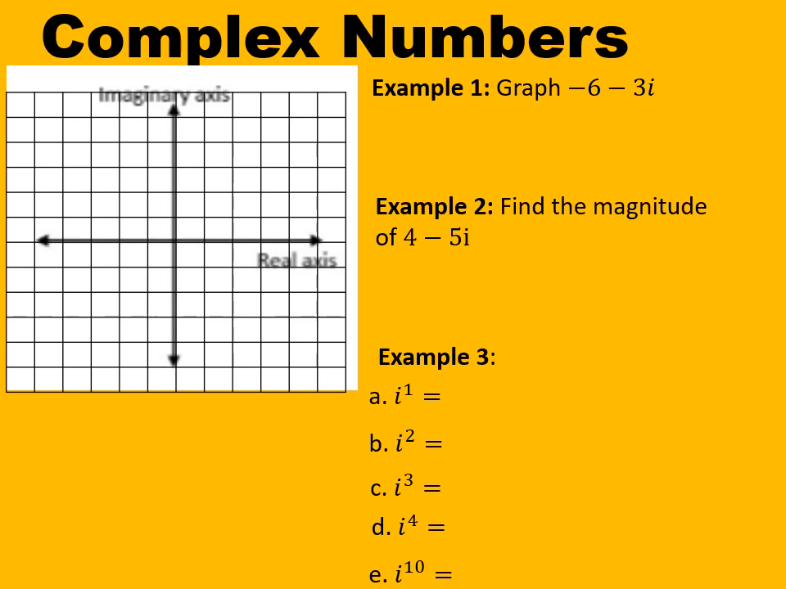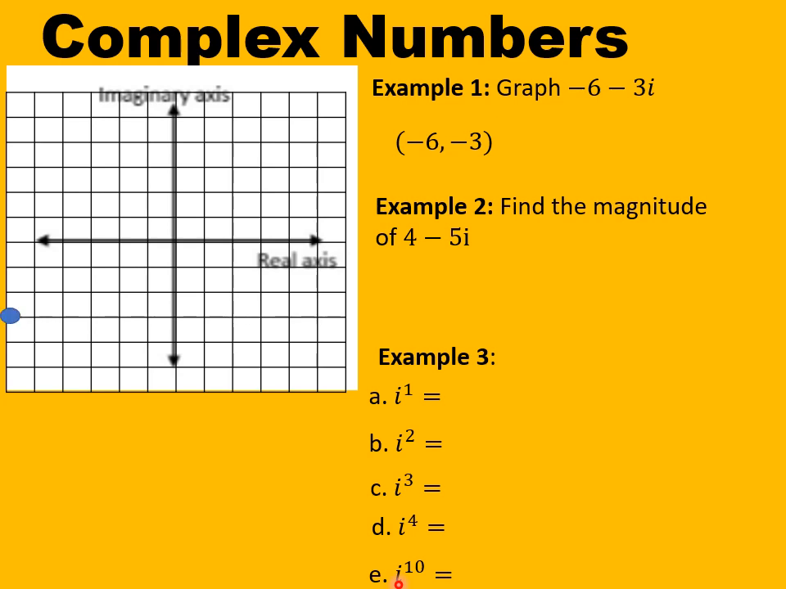Our first one, we want to graph -6 minus 3i. So we go to -6 on the real axis: 1, 2, 3, 4, 5, -6, and then minus 3i, 1, 2, 3, our dot would end up right here. Because we take the real part as the x value of the ordered pair, we take the number that's with i as the y value, and then we just plot the point.